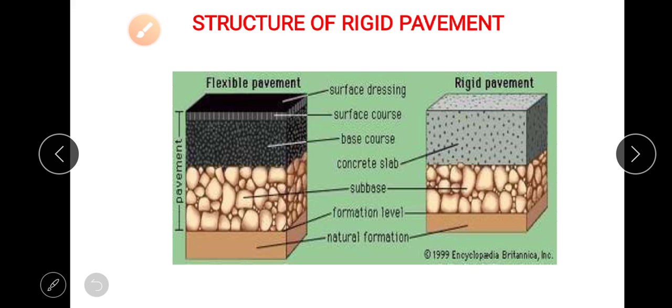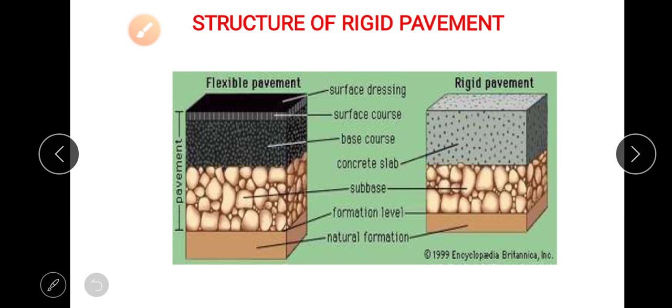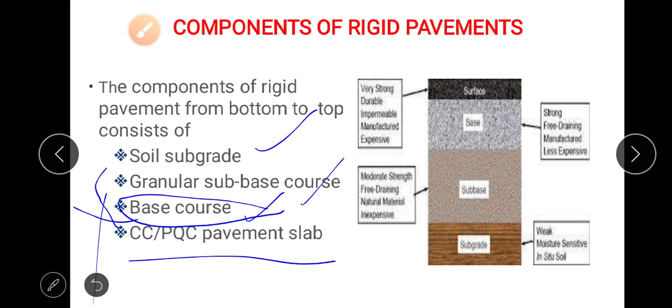Structure of rigid pavement: even without base or subbase, directly over the soil subgrade, the cement concrete slab may be casted. Components of rigid pavement: soil subgrade, granular subbase course, base course, CC or PQC pavement slab. Usually out of these two, any one is avoided. So if base course is not provided, only granular subbase course.